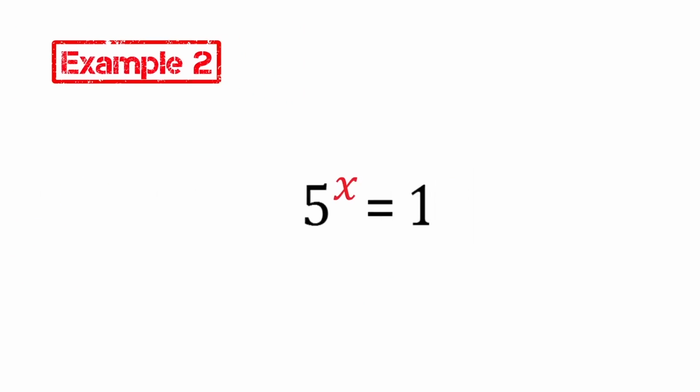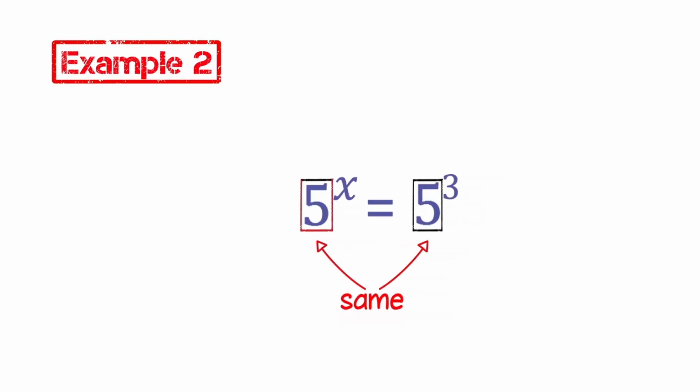Let's look at another example. 5 to the power of x equals 125. We know that 125 can be written as 5 to the power of 3. Therefore, 5 to the power of x is equal to 5 to the power of 3. Since the bases are the same, in this case 5, we can compare their indices. Hence, we have x equal to 3.